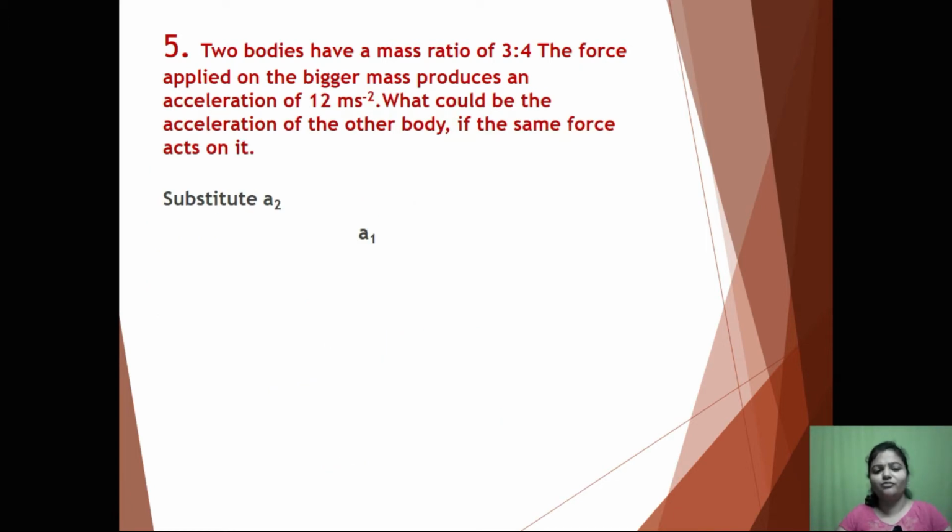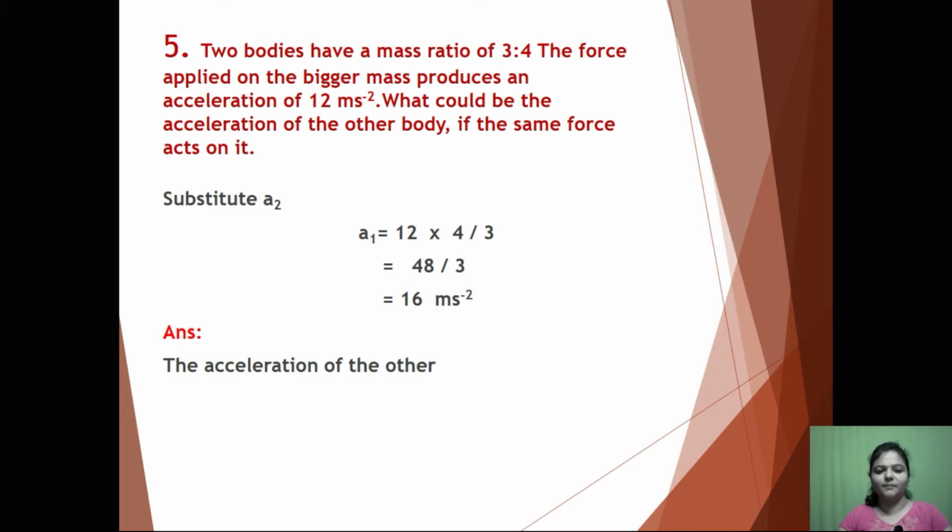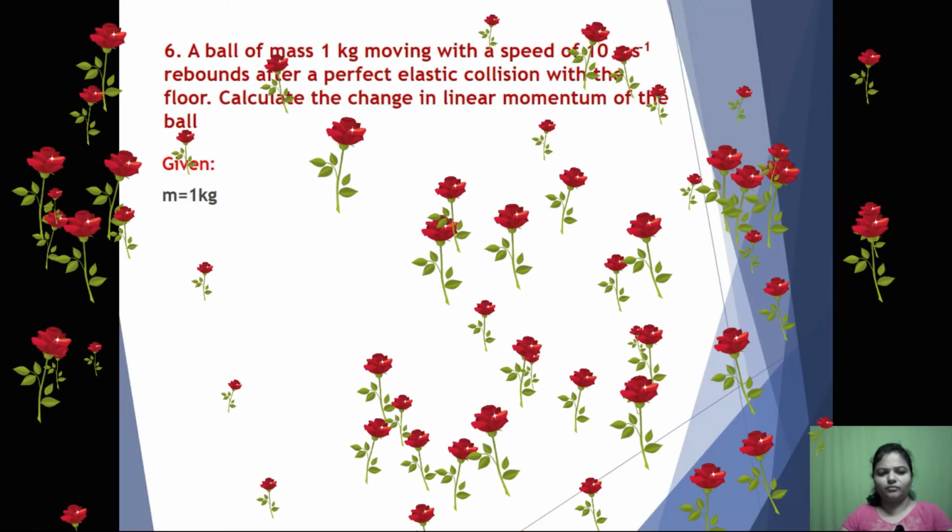Now we have to substitute for a2 from given, where a2 is equal to 12 meter per second square. So a1 is equal to 12 into 4 divided by 3, which is equal to 48 divided by 3, which is equal to 16 meter per second square. So the answer is, the acceleration of the other object is 16 meter per second square.